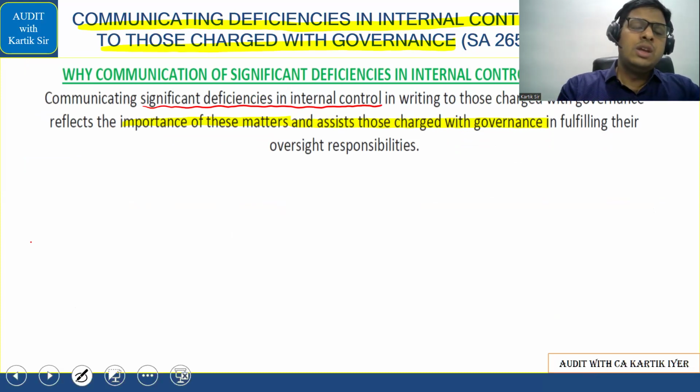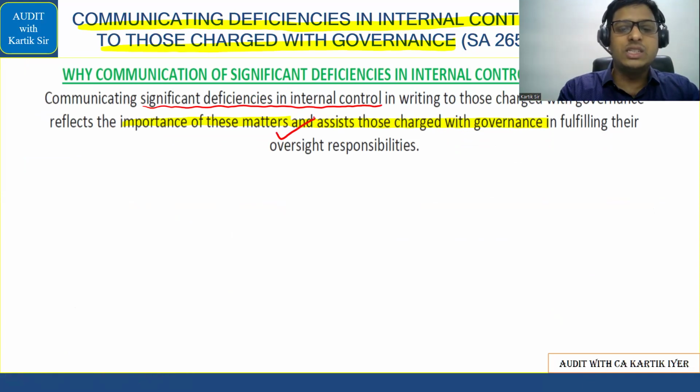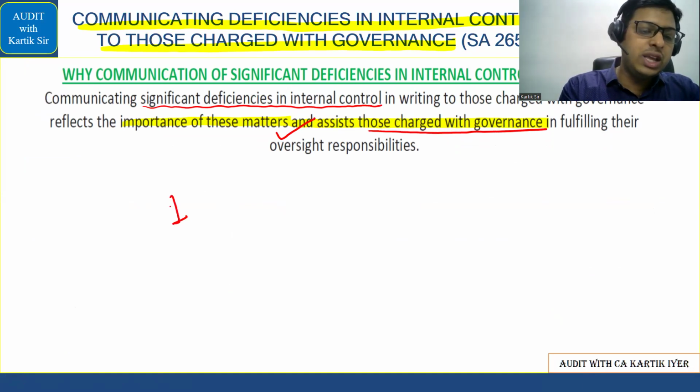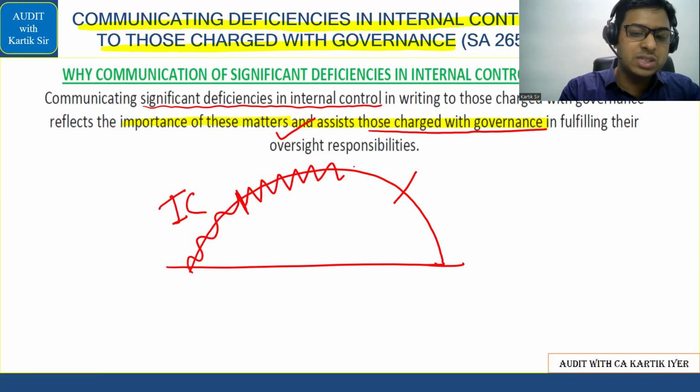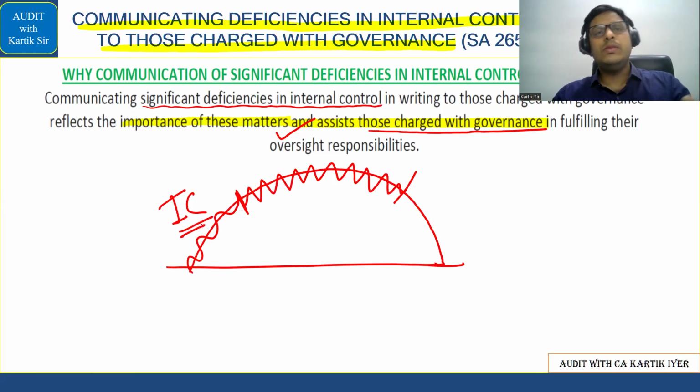First, the auditor should communicate significant deficiencies in internal control in writing to the TCWG, which reflects the importance of these matters and assists those charged with governance. Always remember, internal control is on our way. On our way means we have to reach the RMM level; we check internal control, then we do our substantive procedures and reach the R level, correct? So to reach the R level and obtain reasonable assurance, checking internal control comes on the way here.